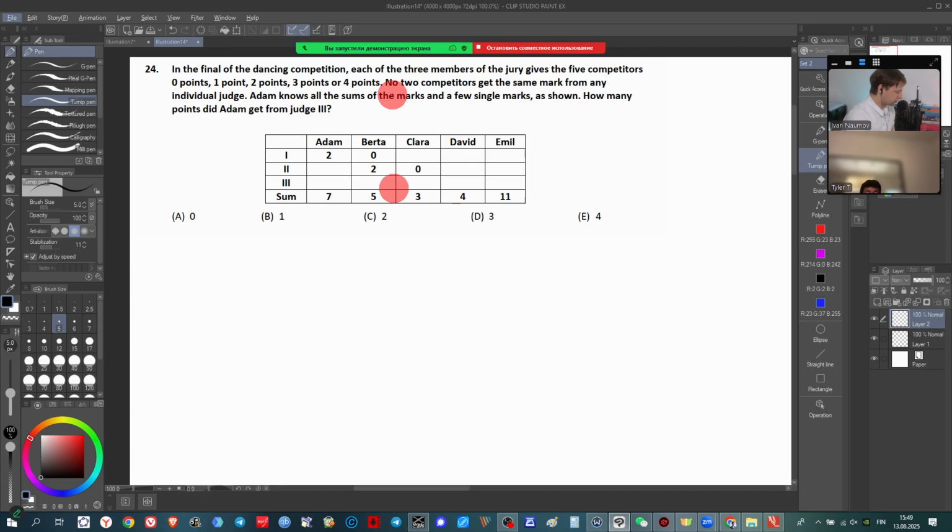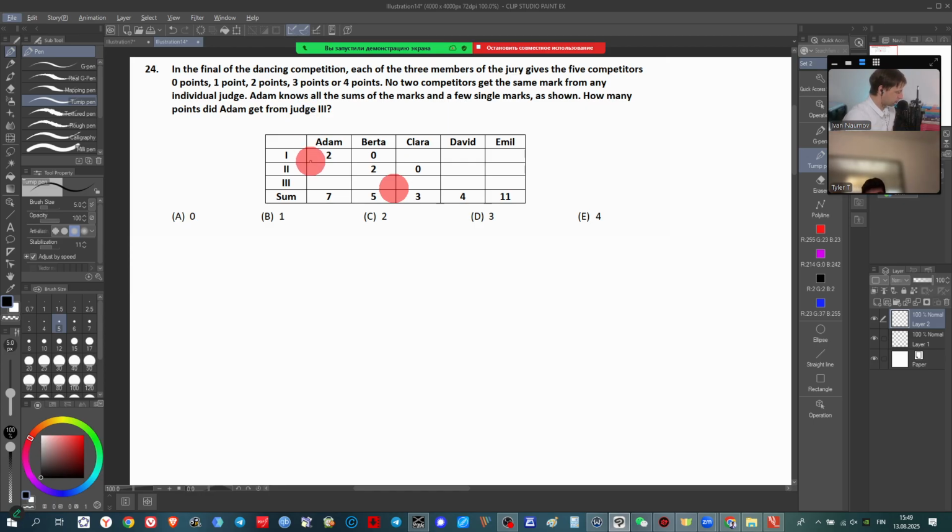Because once again, it's very interesting that no two competitors get the same mark from any individual judge. No two competitors. So there are competitors. Where are competitors and where are judges? Can you tell me? 5 competitors. Yeah, Adam. The 3 judges are here. No two competitors get the same mark from any individual judge. Okay. What does it mean?